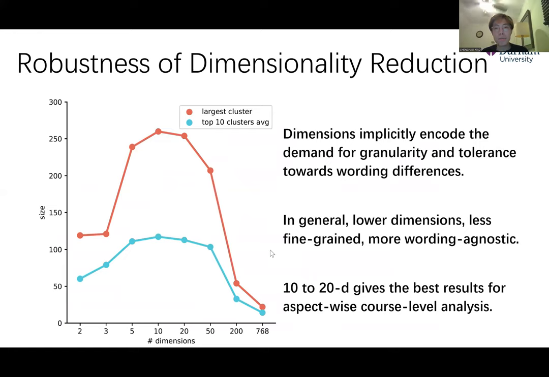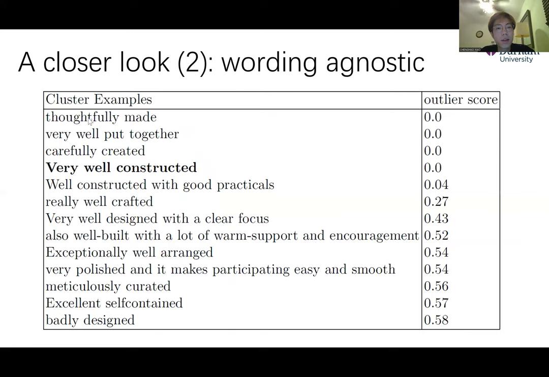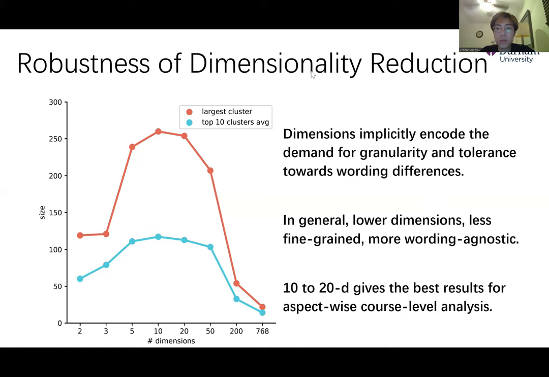We also conduct a Bayesian study on dimensionality reduction, in which we find that dimensions implicitly encode the demand for granularity and tolerance towards wording differences. In this example, we can see that under 10D clustering, there are very few verbatim forms here, but the algorithm still has high tolerance to it, because the dimensions are already reduced to very low. And if we directly apply clustering on the vanilla 768 dimensions, only a few expressions will be put even in the largest clusters because they are much less tolerant to wording differences. In general, lower dimension means less fine-grained and more wording agnostic.